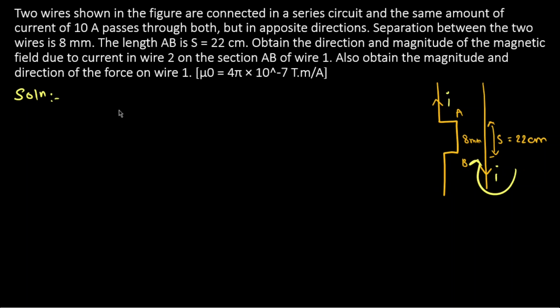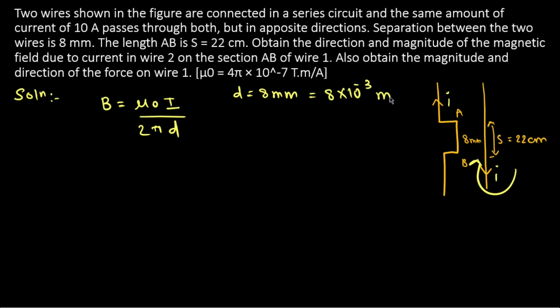So let's calculate the magnitude of this magnetic field. We know magnetic field B is given to us as mu naught I, that is the current in wire 2, divided by 2 pi d, that is the distance between the two wires, which is 8 millimeter. So d is 8 mm, which can be written as 8 into 10 raised to minus 3 meters, and current I is given to us as 10 amperes.